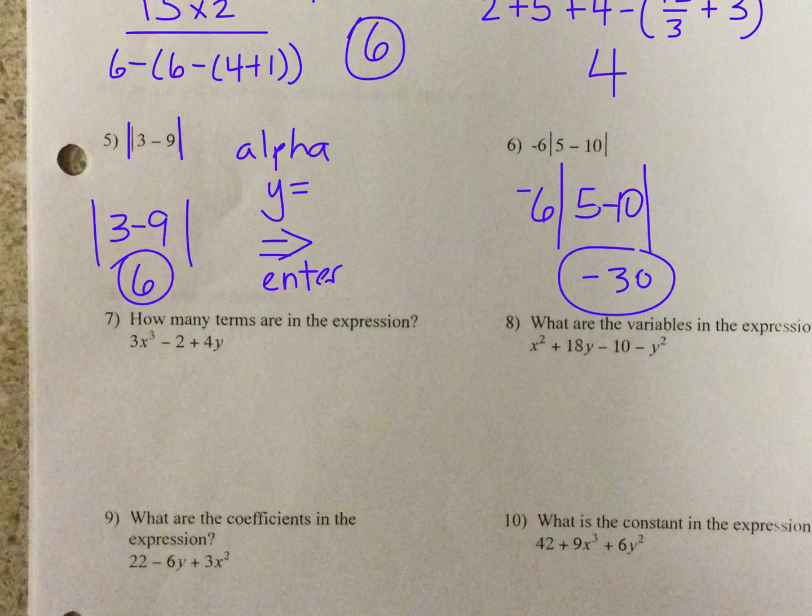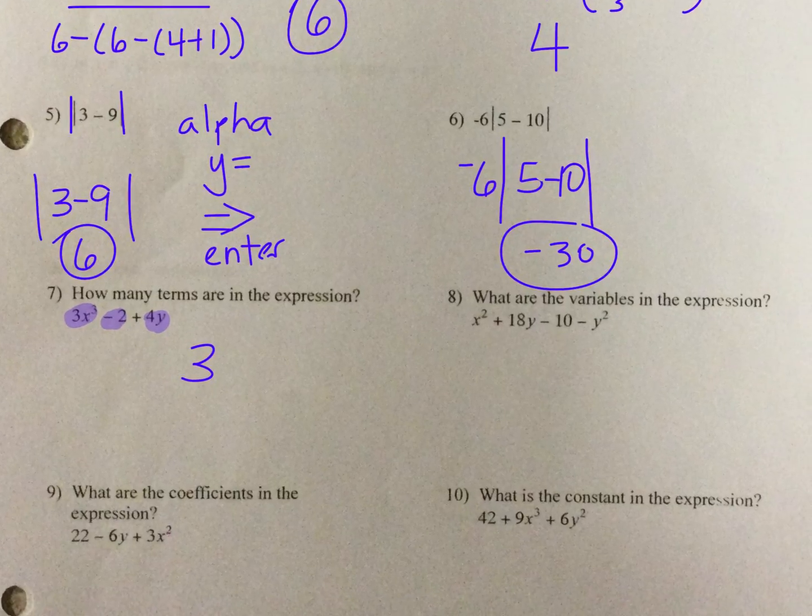All right, number 7 asks, how many terms are in the expression? Terms means groups. So I've got one group here, one group here, and one group here. That means I have 3 terms.